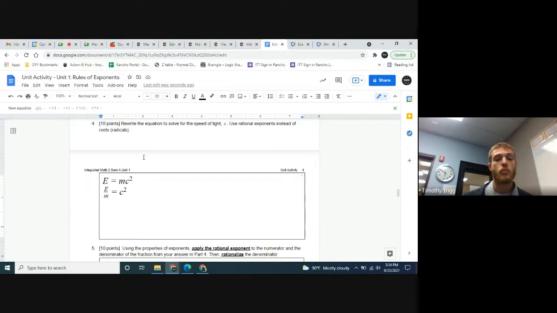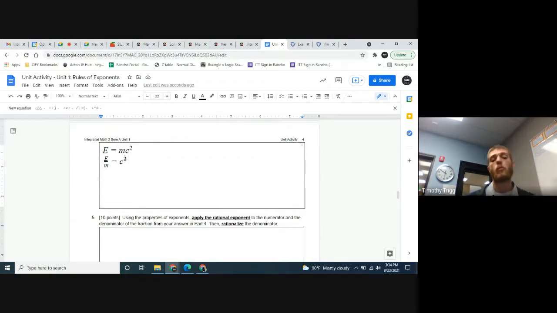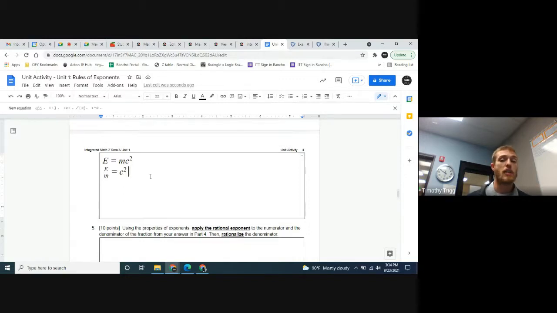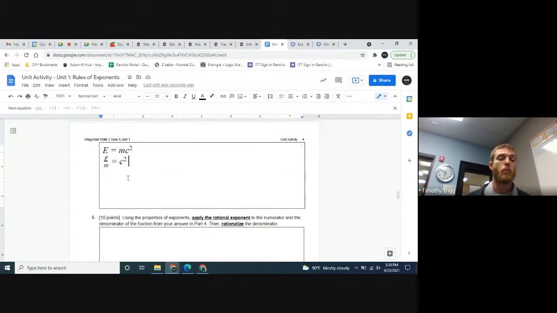Now it says to rewrite it using rational exponents instead of roots. So normally I would say, oh, take the square root on both sides to get rid of the squared. But since they're saying use a rational exponent, what we want to do is to the power of 1/2. Because when we do c squared and then to the power of 1/2, that'll just give you c by itself. It'll cancel out the squared. So we're going to do both sides to the power of 1/2. So what would that look like?